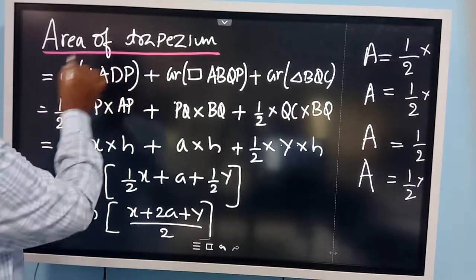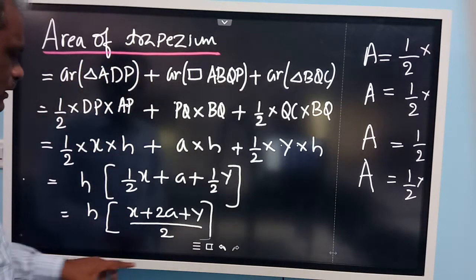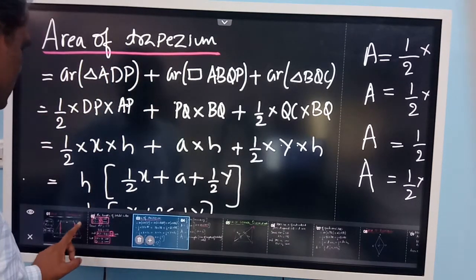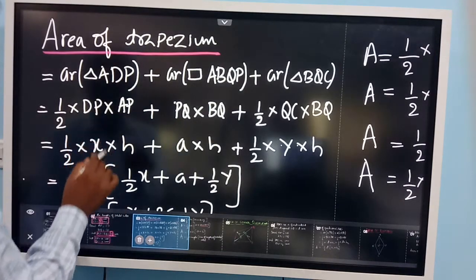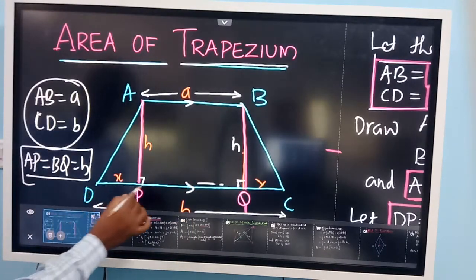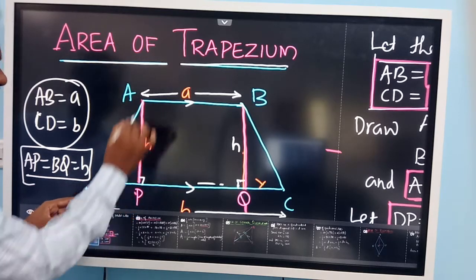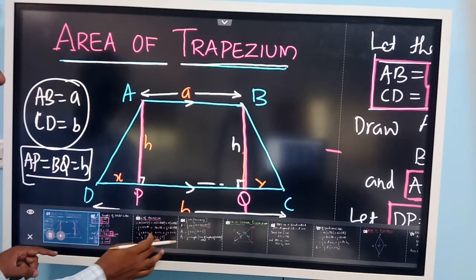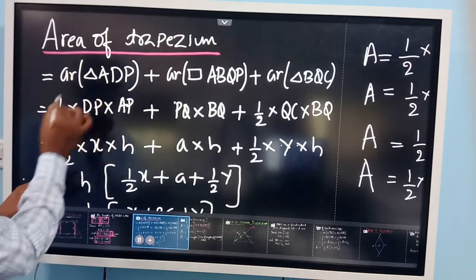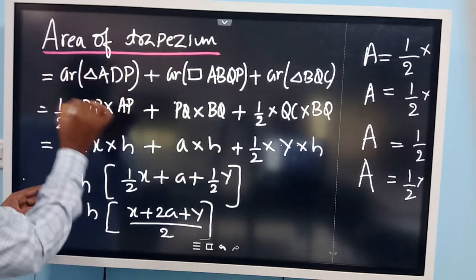Now the area of ADP: you know that it is half into base into height. What is the base here? DP is the base, height is AP. Half into DP into AP. That I have written here. So this is the area of the triangle.